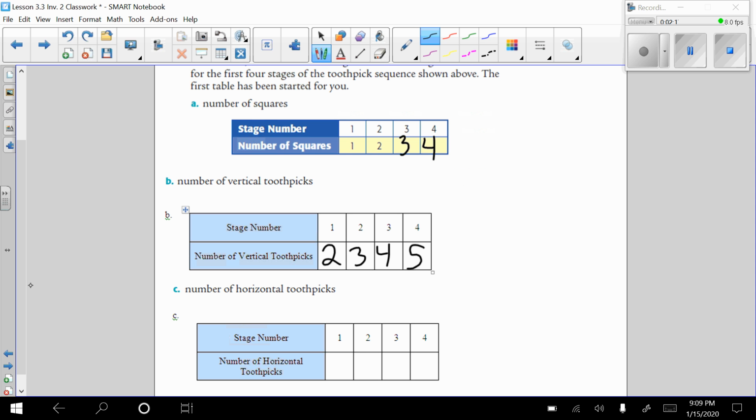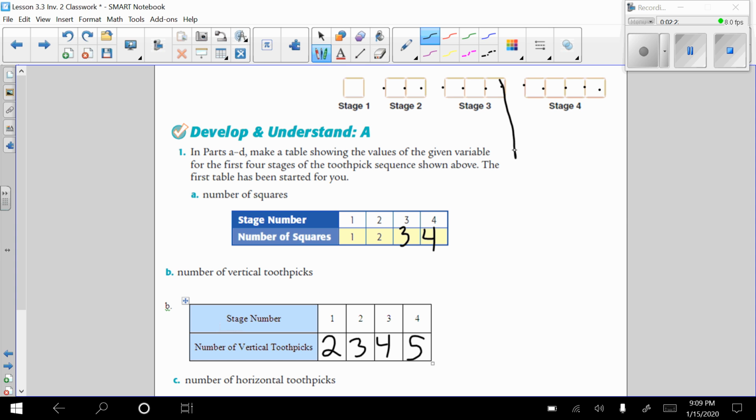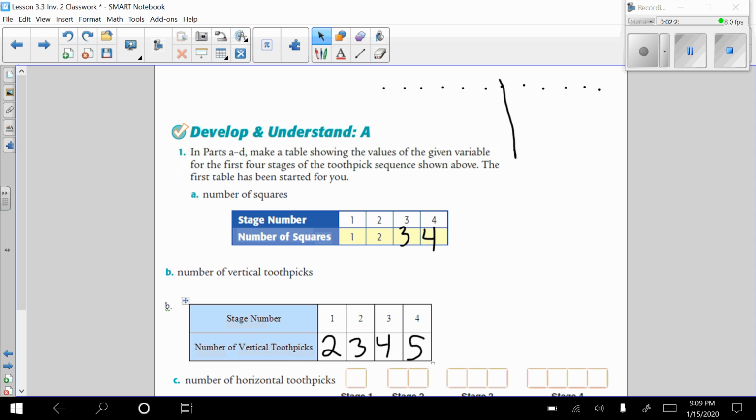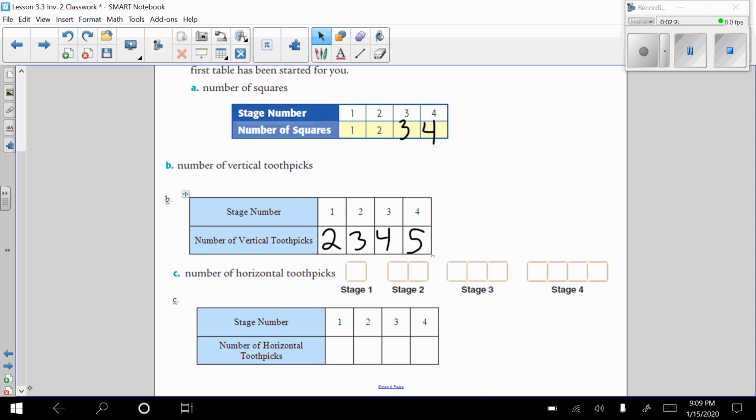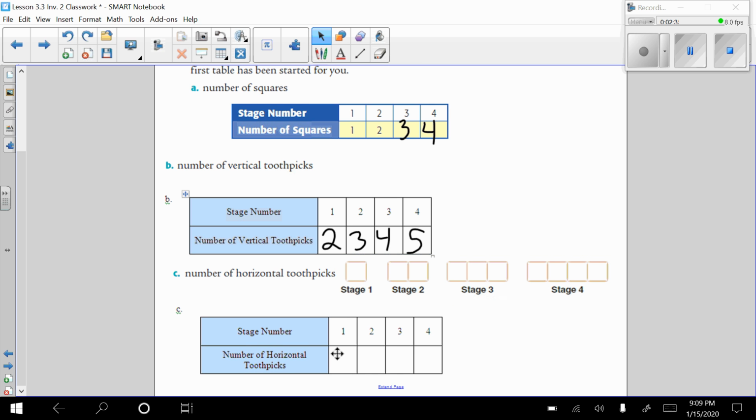How many do I have in stage 1? Well, let's go ahead and bring that down so we can see it on our page. I'll go ahead and bring these boxes down here so we can see them as I move up. For stage number 1, how many horizontal toothpicks do I have? That's going across. I have 1, 2. In stage 2, I have 1, 2, 3, 4. In stage 3, I have 1, 2, 3, 4, 5, 6. And in stage 4, I have 1, 2, 3, 4, 5, 6, 7, 8. That way we're filling out our tables.